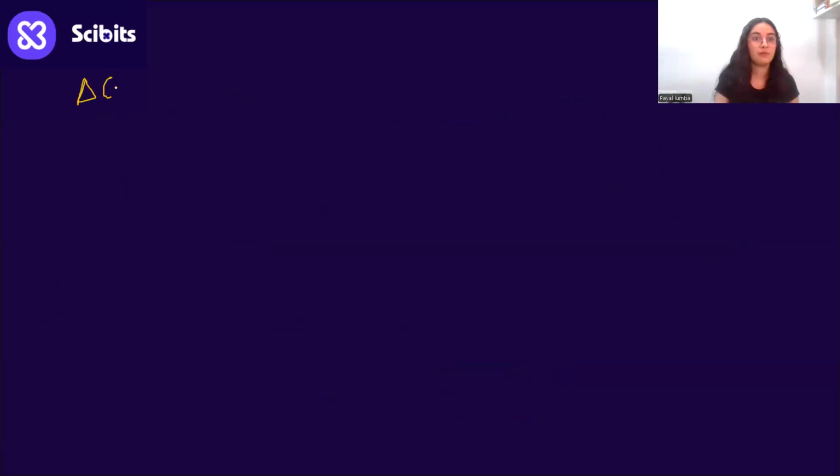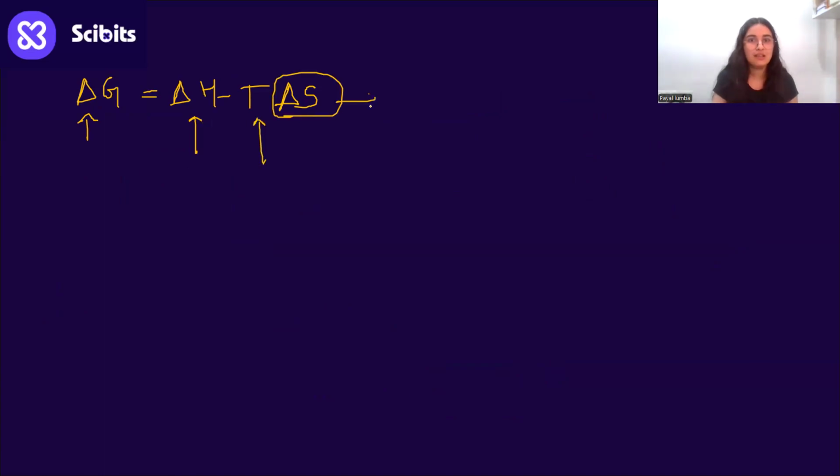Okay. There is one more important equation, the Gibbs-Helmholtz equation, that is delta G is equal to delta H minus T delta S, where delta G is the free energy change, T is the temperature, and S is the entropy change. This is also important.